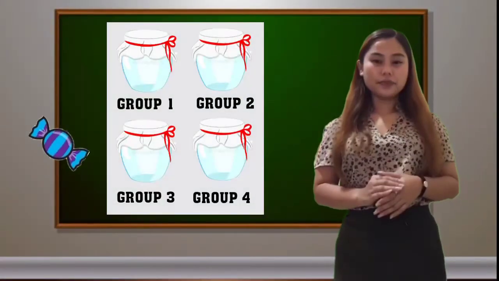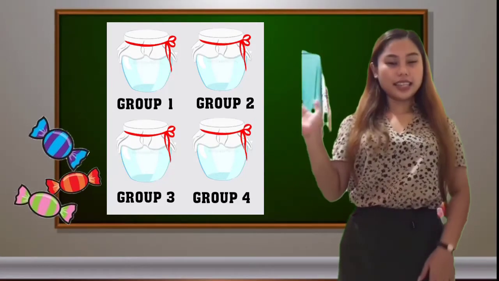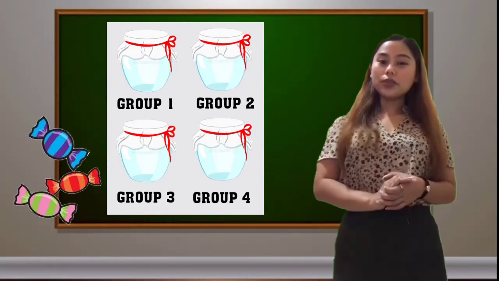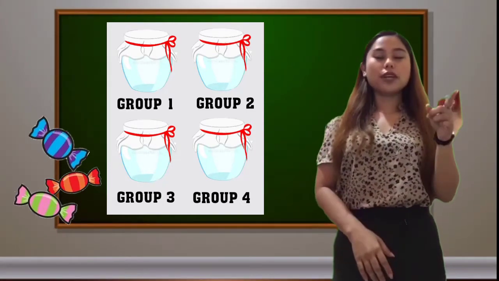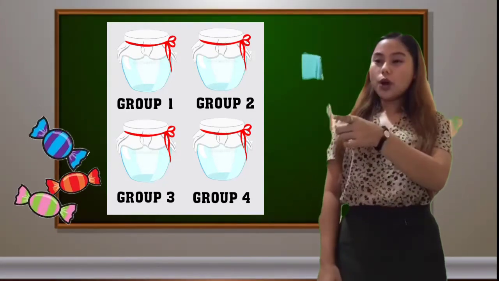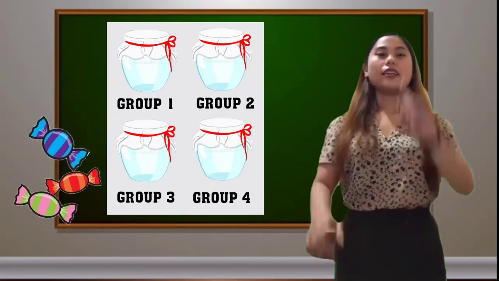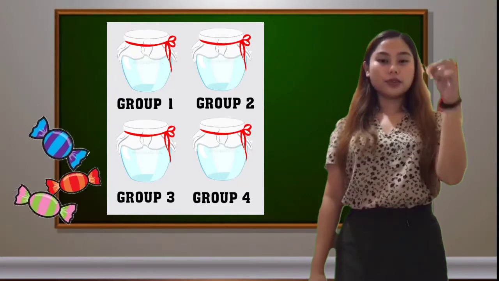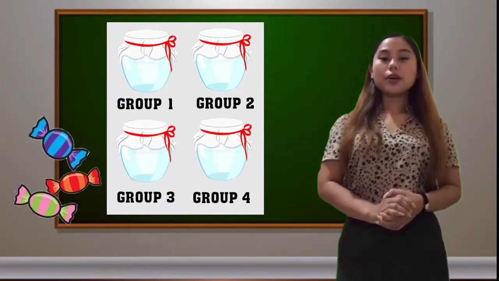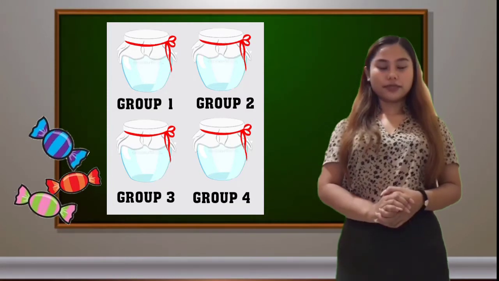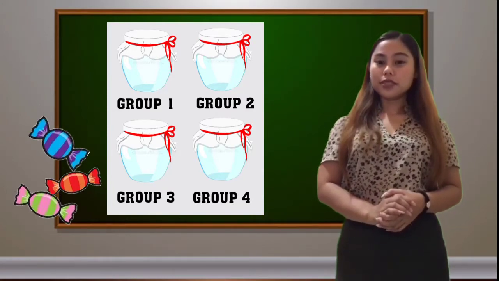As you can see, I have here 4 jars and candies because we are going to have a group activity. Row 1 would be group 1, row 2 would be group 2, row 3 would be group 3, and row 4 will be group 4. Go now to your group and create a circle. Is everyone already in their groups?